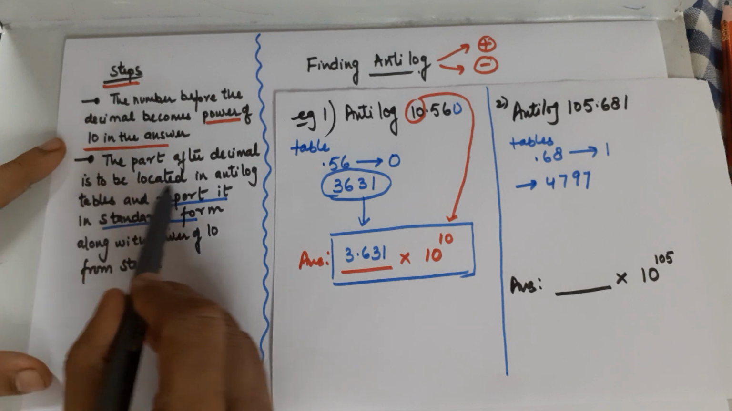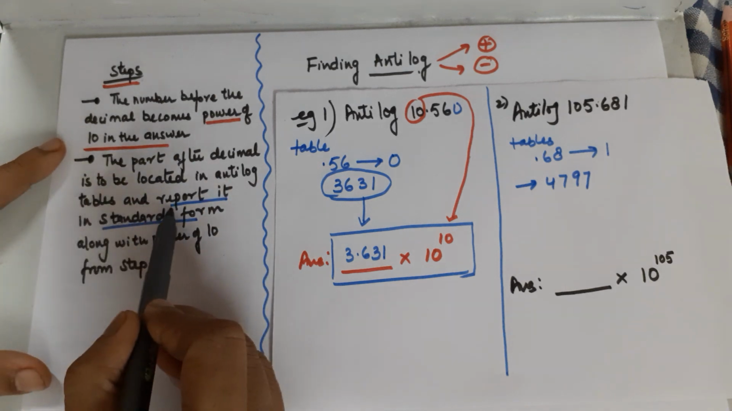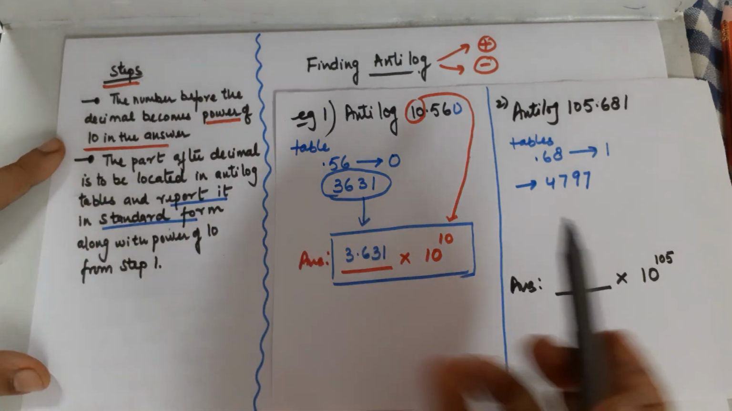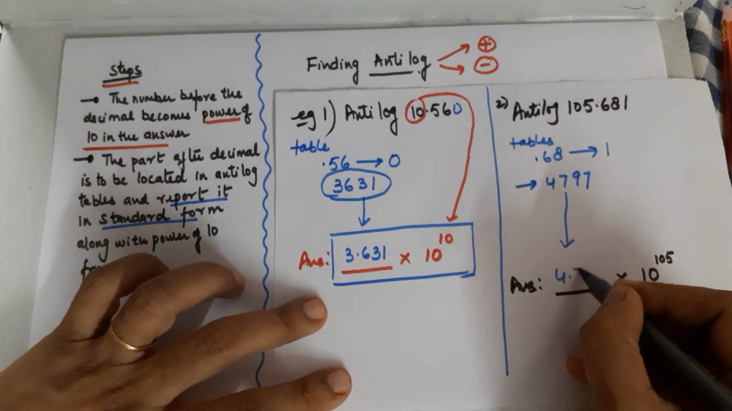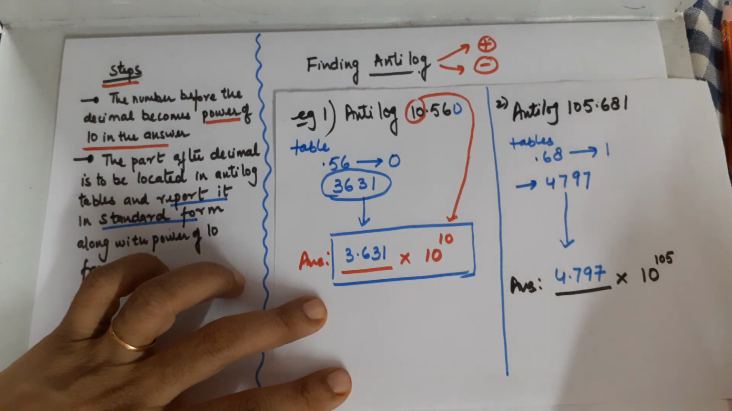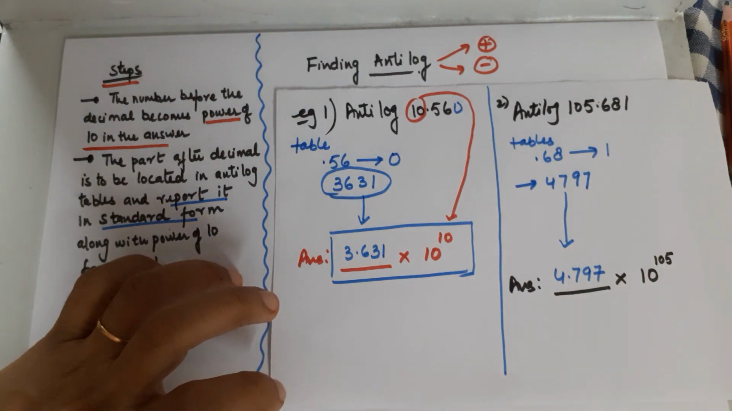The part after the decimal is to be located in the antilog tables and reported in standard form along with your power of 10. So your answer directly becomes 4.797 into 10 to the power 5. Fine.